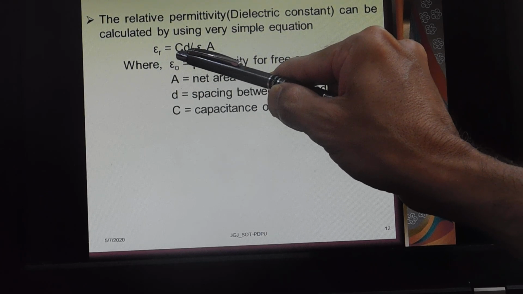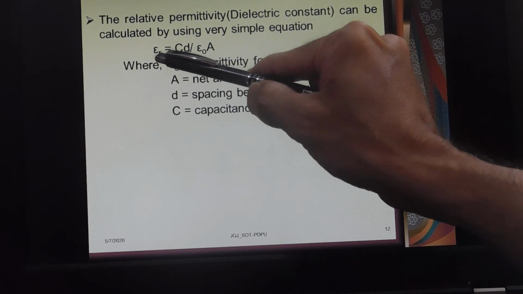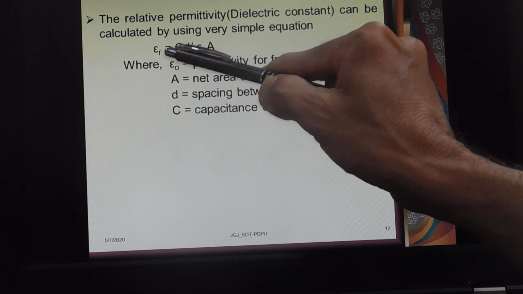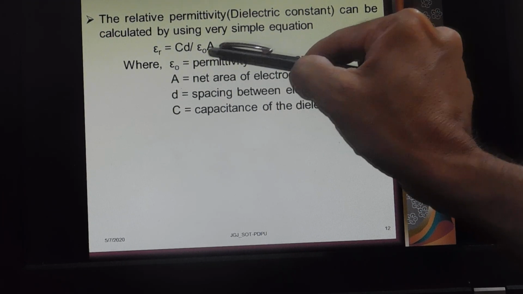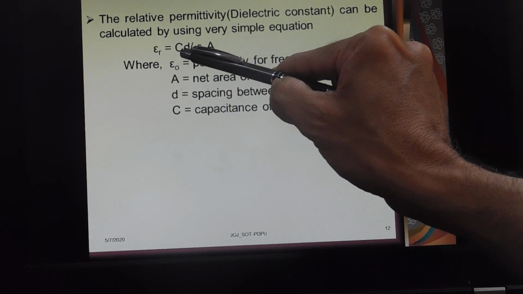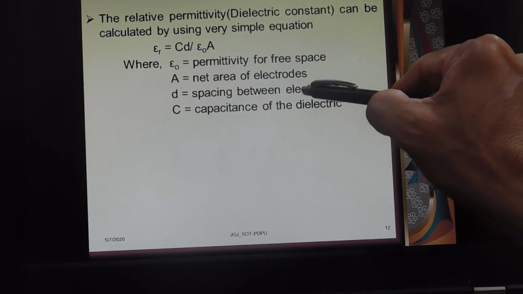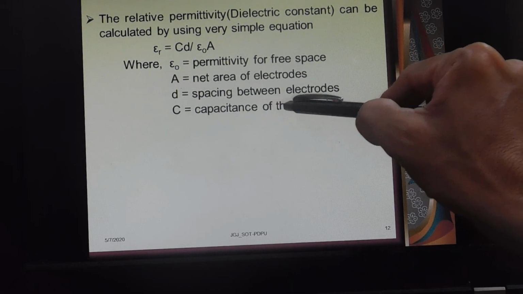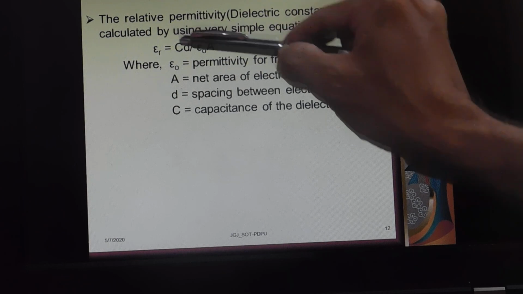So you know that C is equal to epsilon D divided by... so the relative permittivity epsilon r is equal to C into D divided by epsilon 0 into A, where epsilon 0 is the permittivity of free space, C is the capacitance of the dielectric, and D is the spacing between the electrodes, and between the electrodes the dielectric or the insulating material is there. So we can calculate the value of dielectric constant by using this equation.